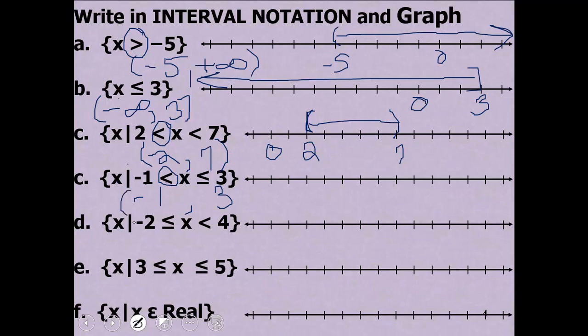What symbol is associated with the 3? Well, that has the line underneath, so I'm going to use a bracket. If this is 0, here's -1, here's 3. I'm going to have a parenthesis at -1 and a bracket at 3 and everything in between, just like that. Why don't you try D and E and come back and I'll do D, E, and F with you.